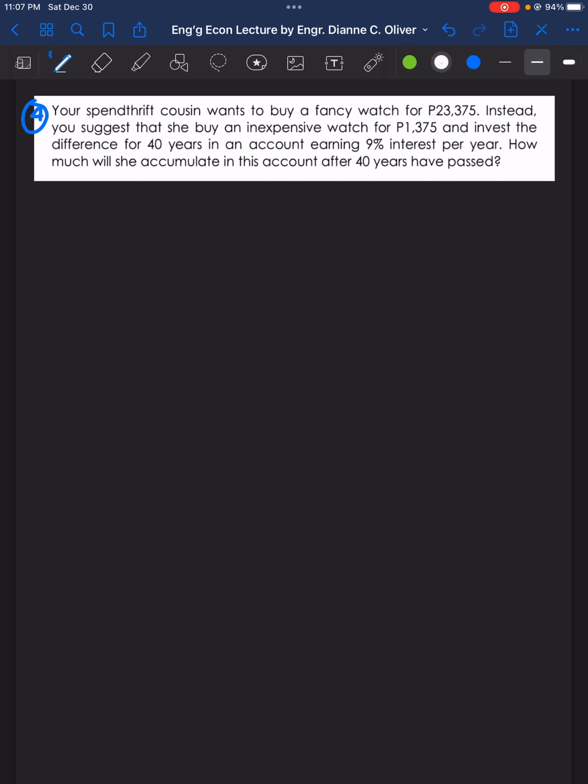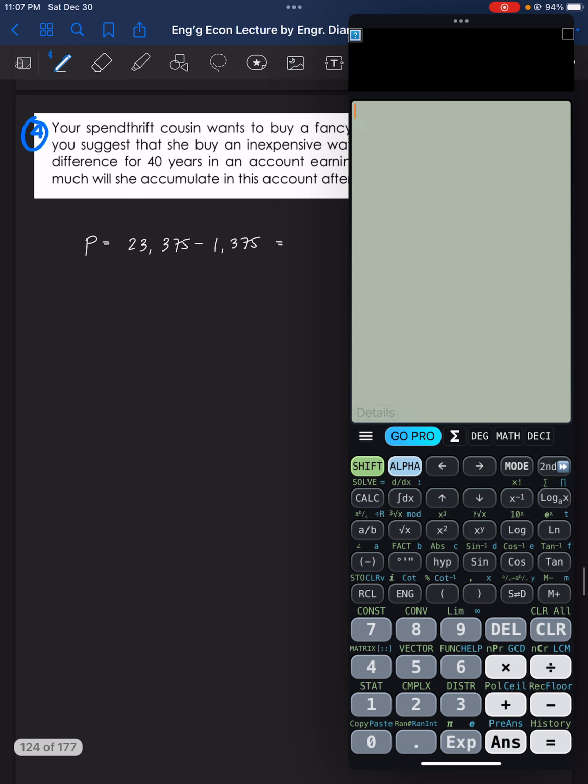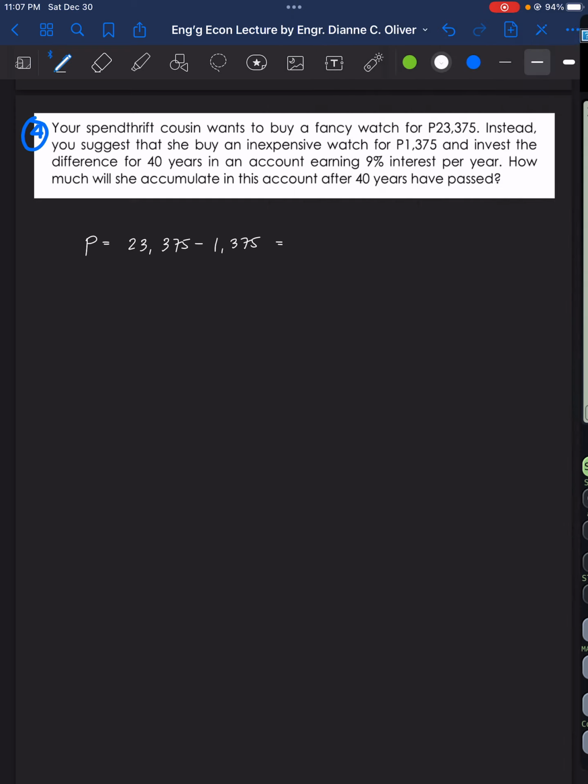Therefore, our principal amount P is equal to 23,375 minus 1,375. So how much is the principal amount to be invested? 23,375 minus 1,375 is 22,000 pesos. The principal amount to be invested is 22,000 pesos, and it will be in an account earning I equals 9% per year. So how much will she accumulate in this account after 40 years have passed?